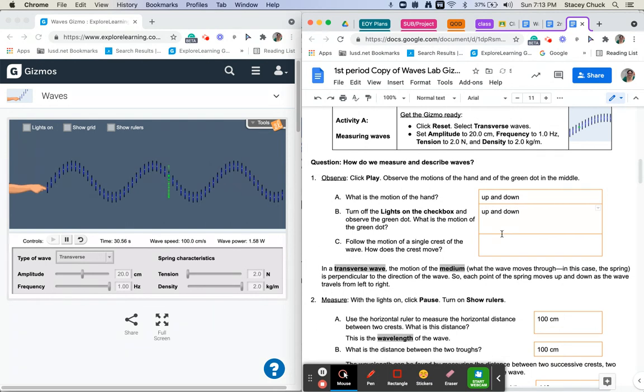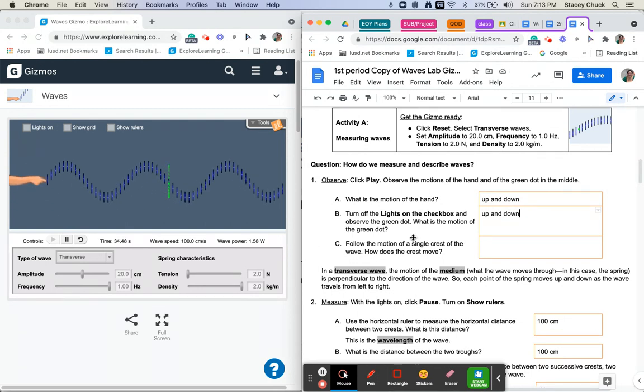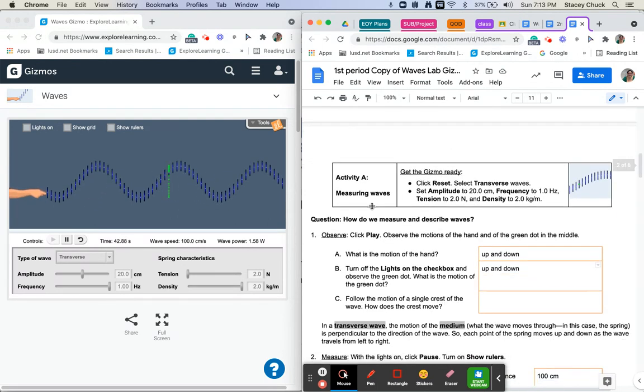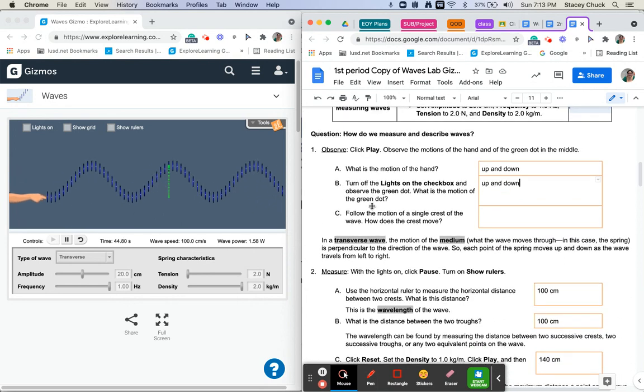Follow the motion of a single crest of the wave. How does the crest move? If we don't remember what a crest is, we can scroll up a little bit because it is defined in the previous section. It says, notice the crest or high points. So we're looking at the motion of a high point and how it moves. It looks like a crest is traveling from left to right. So how does it move? From left to right.